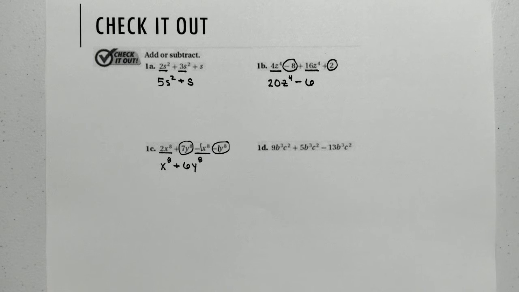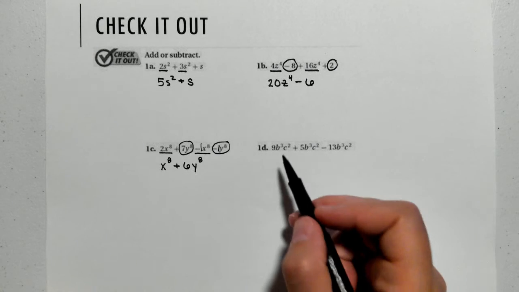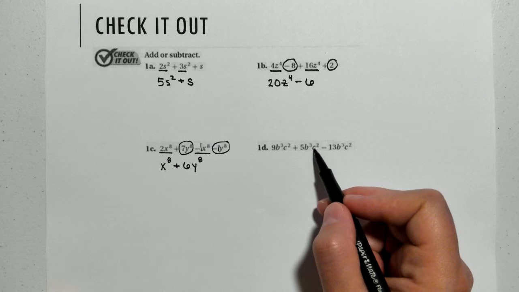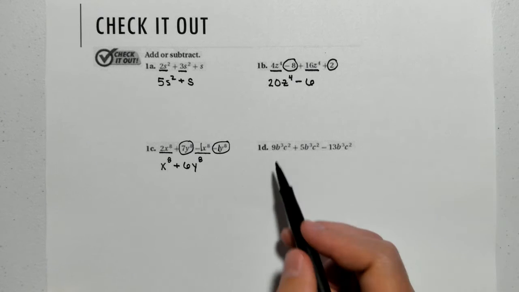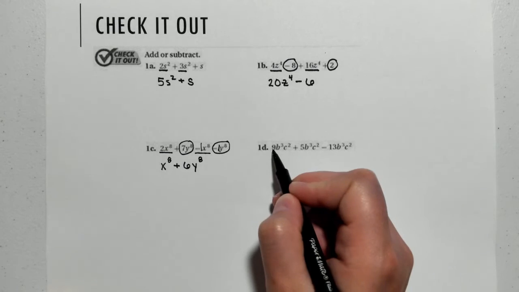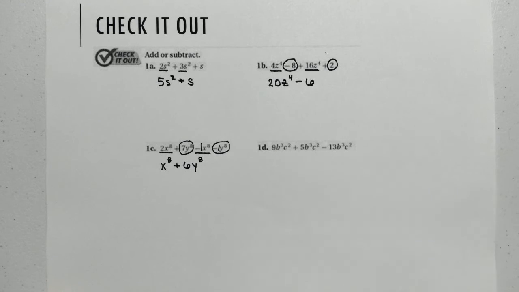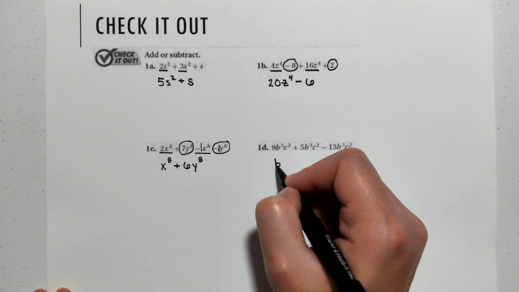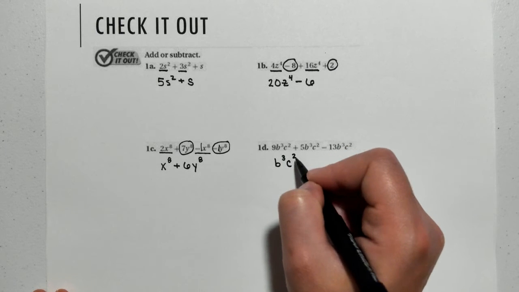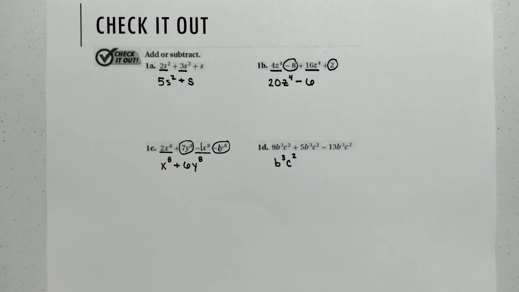For D, I have 9b cubed c squared plus 5b cubed c squared minus 13b cubed c squared. b cubed c squared, b cubed c squared, b cubed c squared. So these are all like terms. So 9 plus 5 gives me 14 minus 13. 14 minus 13 gives us 1. So 1b cubed c squared, or b cubed c squared.